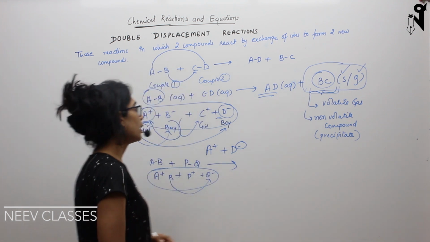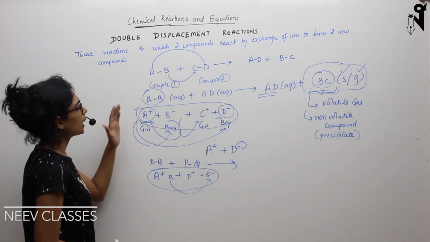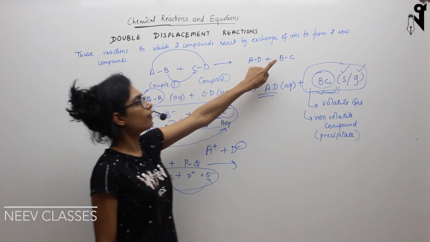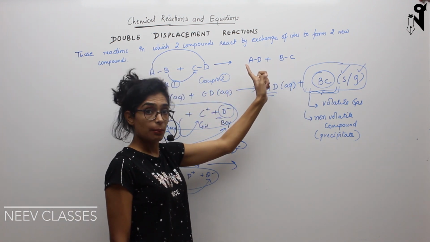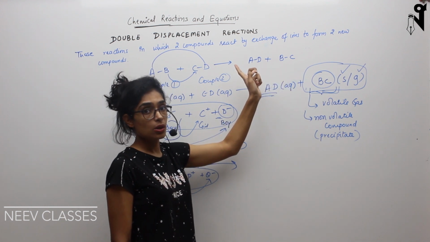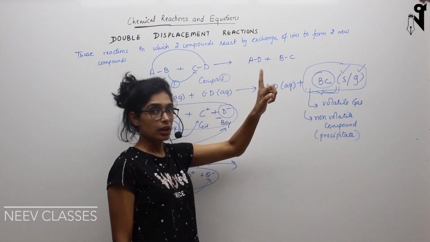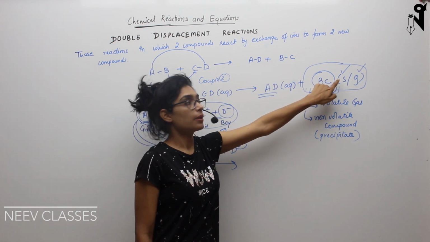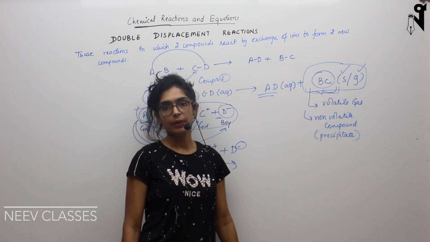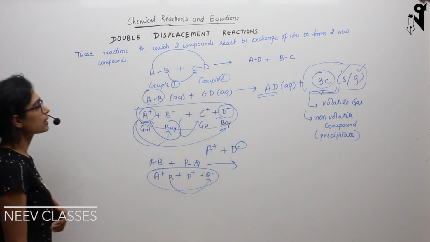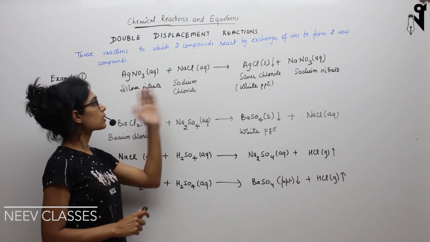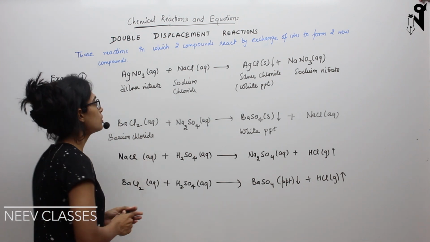Okay. So I hope now the idea would be clear that A, B, C, D ion exchange happens only and only if one of the products, both can also be stable, both can also form precipitate or gas, but at least one will form either precipitate or gas. Okay, so now let's quickly discuss some examples of double displacement reaction.